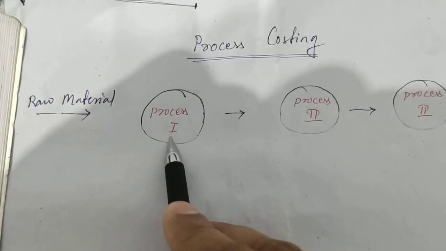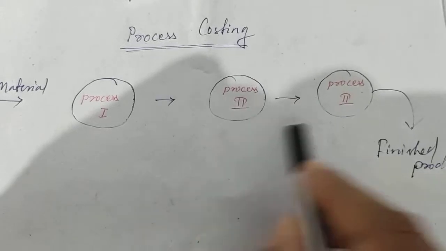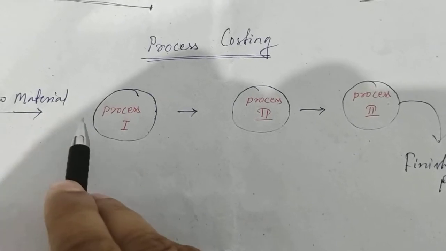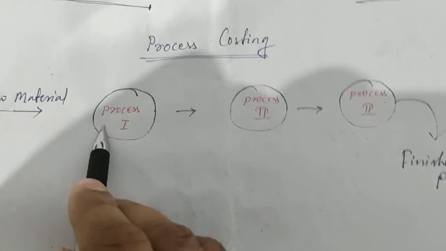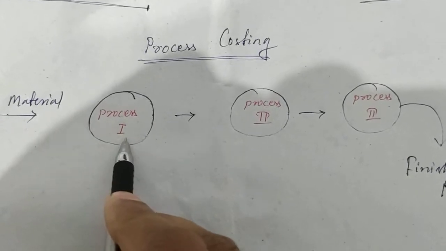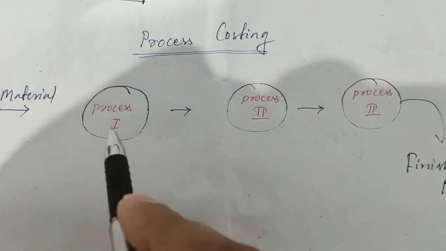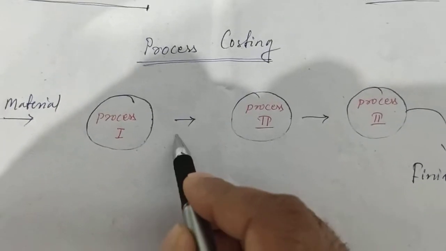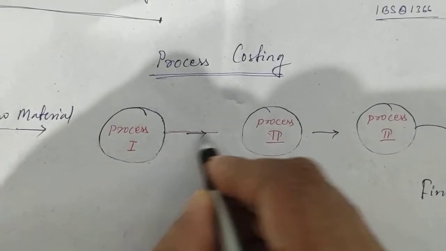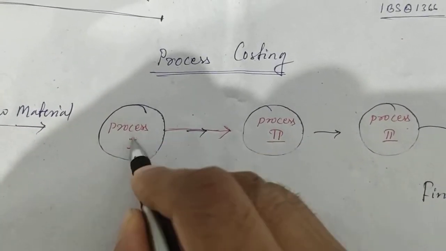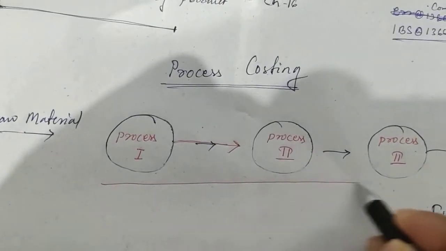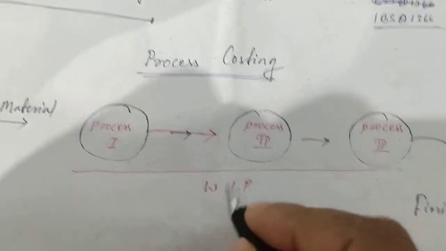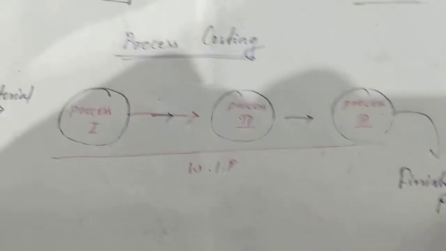Suppose process 1. So in this case, the manufacturer follows three processes: process 1, process 2, process 3. The raw material is first taken as an input in process 1, and in process 1 they have to complete one process and get some level of production activity. After that, when process 1 is complete, that again is work in progress. These three processes come under work in progress. Why is it called work in progress? Because work is going on, it is not completed till the finished product.